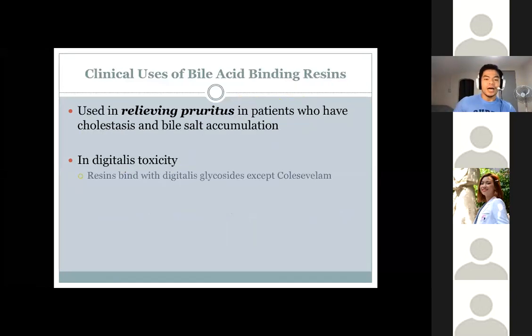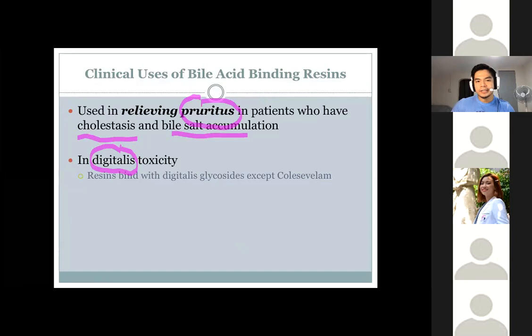Okay? What else? These agents can also be used in relieving pruritus in patients with cholestasis and bile acid accumulation. And finally, these agents can be used as antidotes during digitalis toxicity. The mechanism is still the same. Since ang mga sequestrants ay non-absorbed, ang isang pwedeng dumikit pa na compound sa sequestrant ay yung digoxin, for instance. Okay? Pag dikit ng digoxin, maidudumi ba ang digoxin pag dumikit siya sa resins?